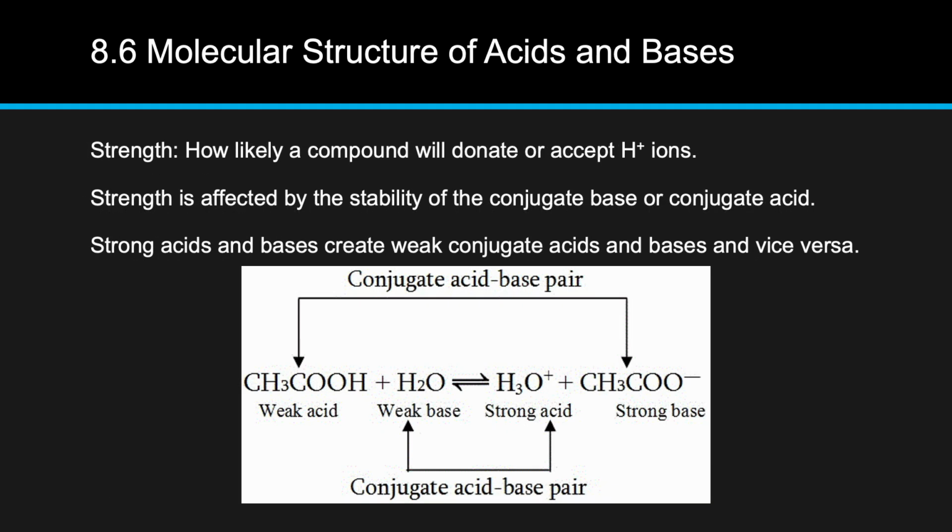Acid and base strength depends on how easily a substance donates or accepts protons, which is directly related to the stability of its conjugate partner. The more stable the conjugate base, the stronger the acid, and likewise, the more stable the conjugate acid, the weaker the base. And this leads to our key rule of this lesson: strong acids and bases always have weak conjugates, and weak acids and bases have relatively stronger conjugates.